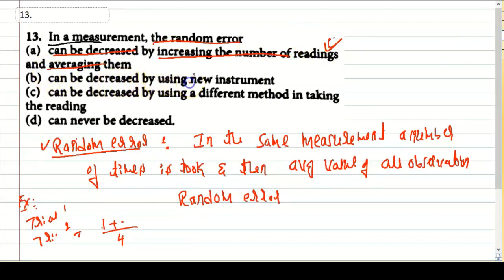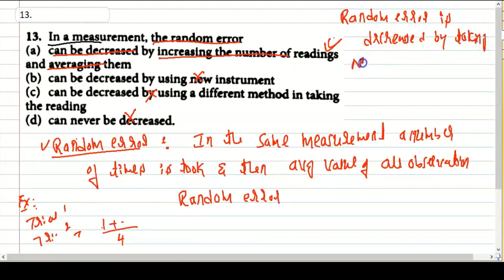Can it be decreased by using a new instrument? No. Can it be decreased by using a different method of taking the reading? No. Can it never be decreased? No. How is the random error decreased? It is decreased by taking a number of trials and then averaging them. That is the random error, so option A is the correct answer for this question.